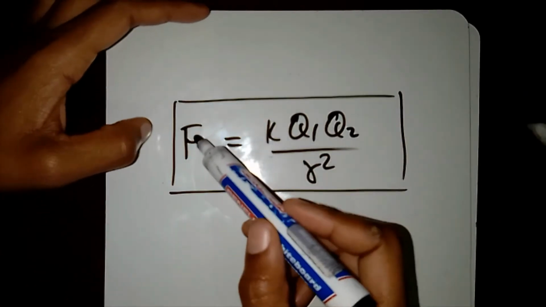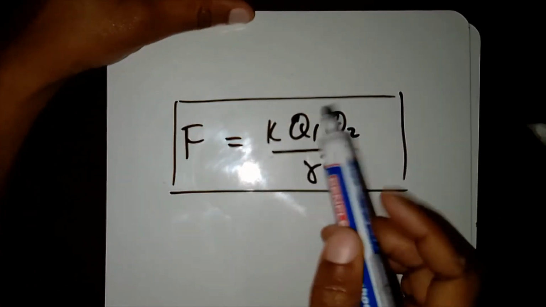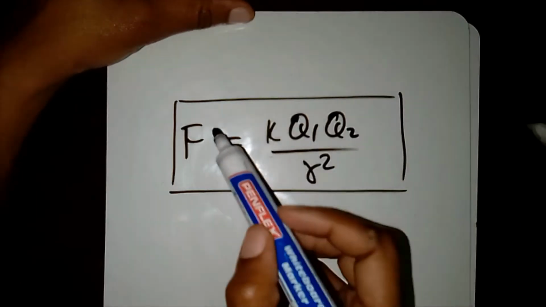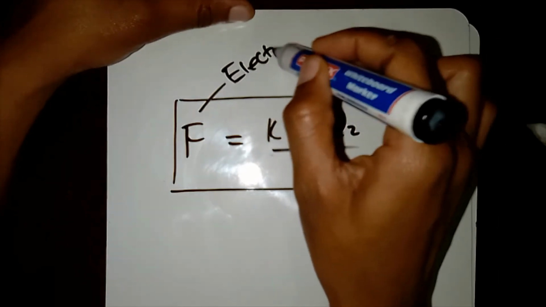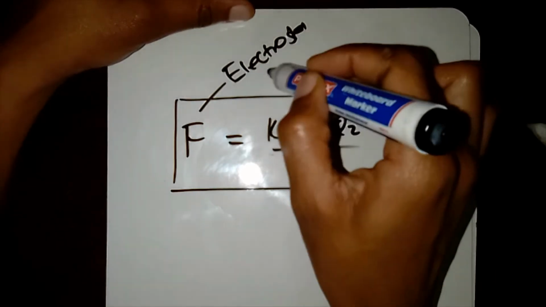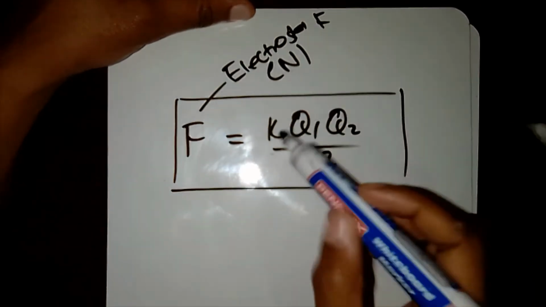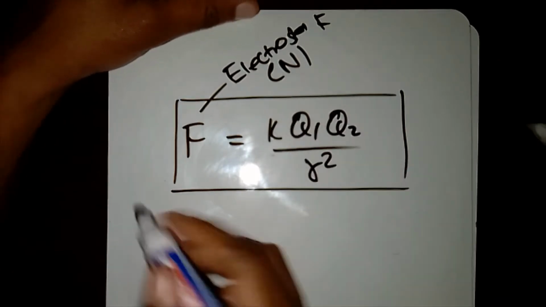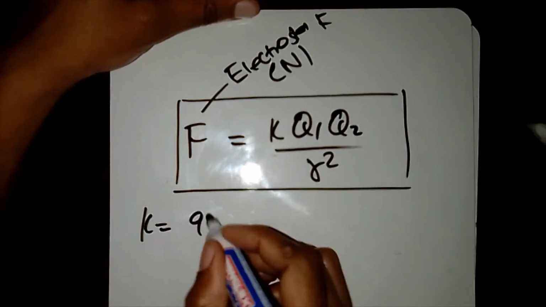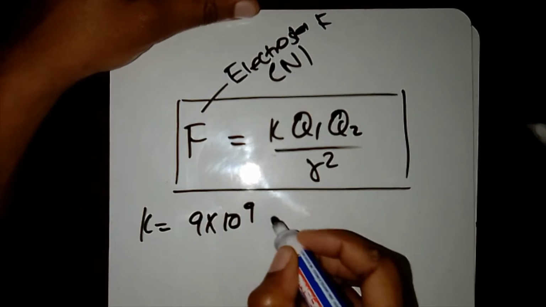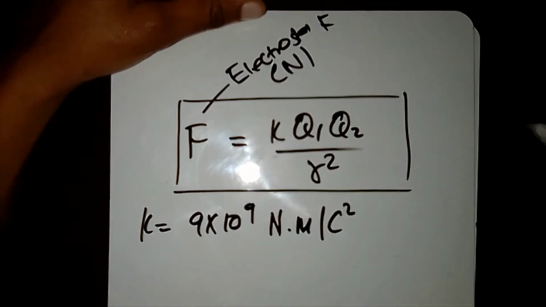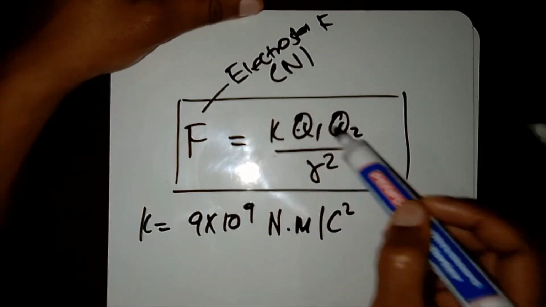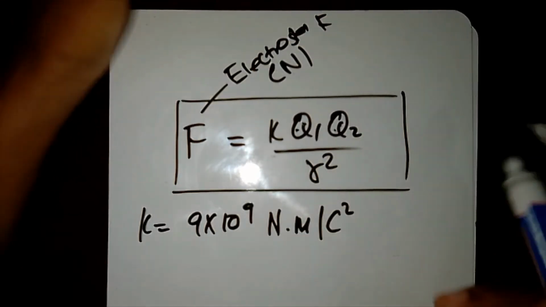So F is the force of attraction between the two charges, and we know that force is measured in newtons. So this is the force, the electrostatic force, in newtons. And then this we call Coulomb's constant, and its value is 9 multiplied by 10 to the power of 9 newton meters per coulomb squared. So that is it. And then these are the respective charges that we are dealing with.